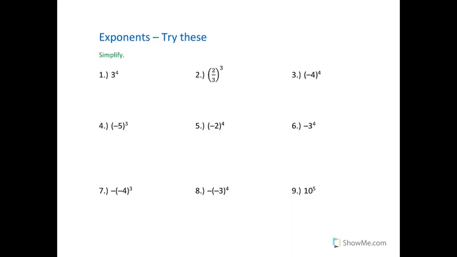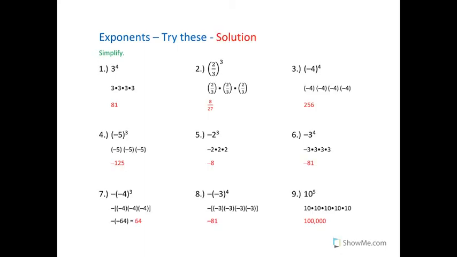All right, put this on pause, write these down, practice these, and see if we get the same answer. I've got the solution on the next slide. All right, 3 to the 4th, 3 times 3 times 3 times 3, that's 81. 2/3 to the third power, 2/3 times 2/3 times 2/3, 2 times 2 times 2 is 8, and 3 times 3 times 3 is 27.